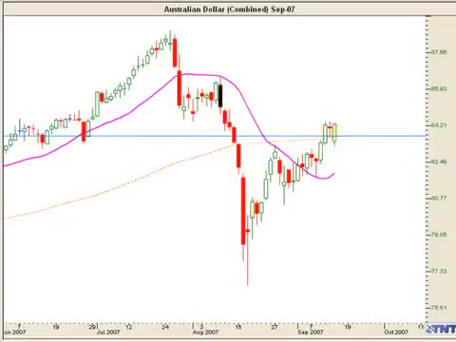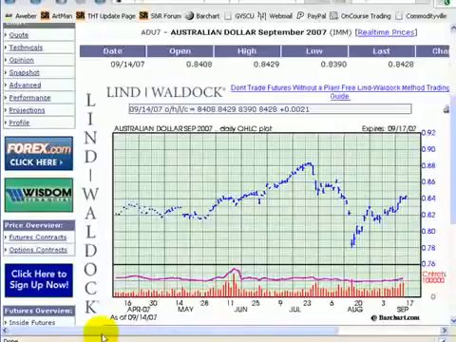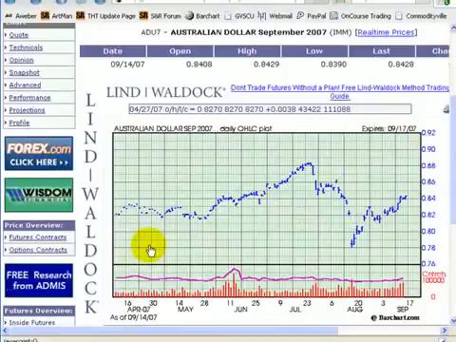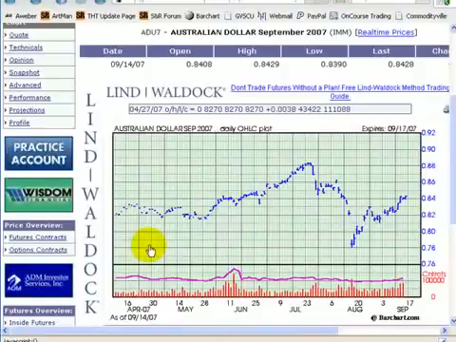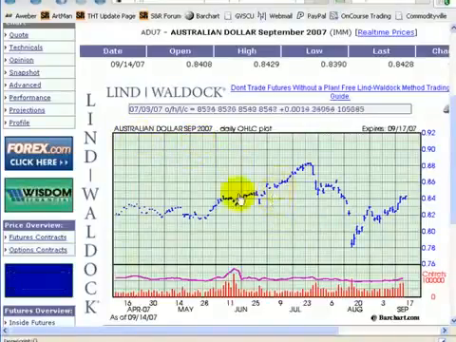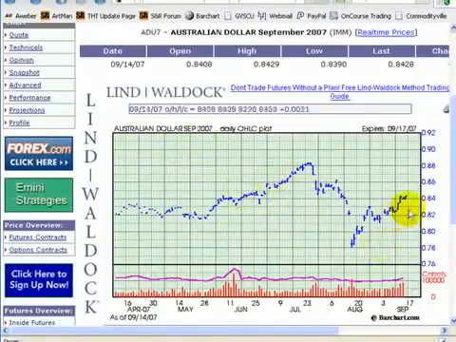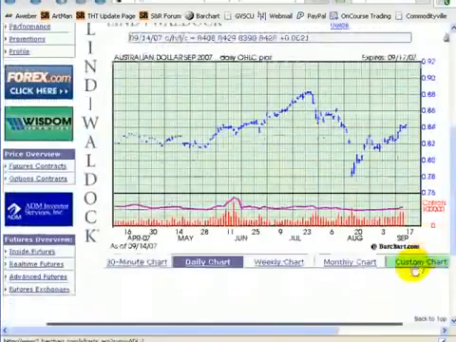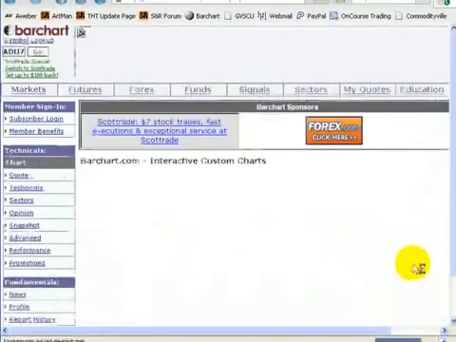But right now, the feature I use is from Bar Chart. And barchart.com is a free service, a free charting software. I would advise you to use some sort of pop-up blocker, as there can be a few pop-ups occurring on this site. So here we have the September Australian dollar, same chart in a slightly smaller version. But as you scroll down, you can see you have the option to make a custom chart, which is what we will do.